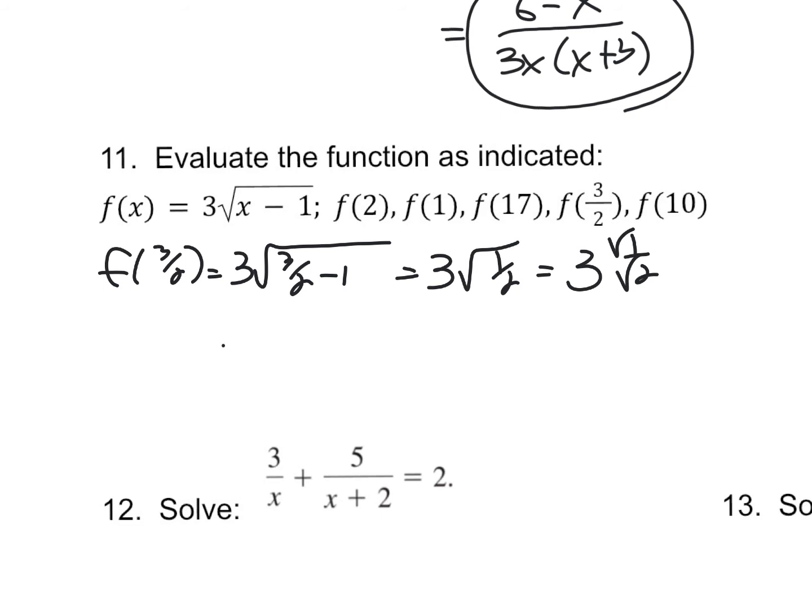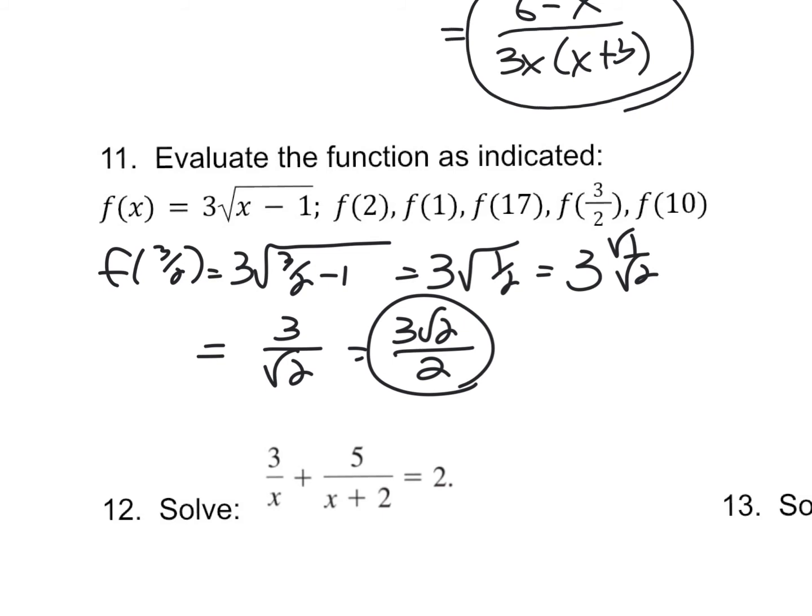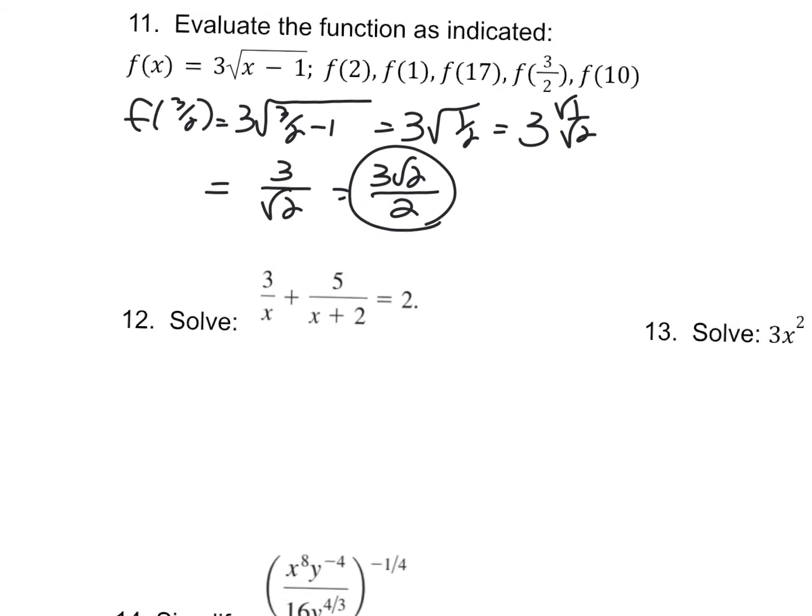So I'm really looking at this now, and remember how we simplify that. You take the radical to the numerator, take the number on the bottom, 3 on 2 over 2. And there's that one. Number 12.